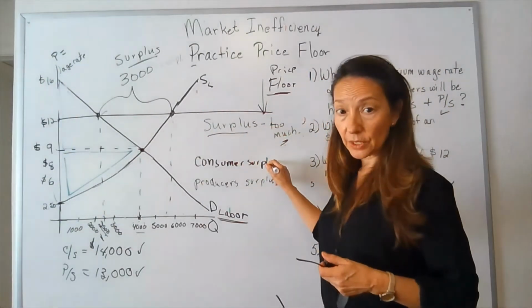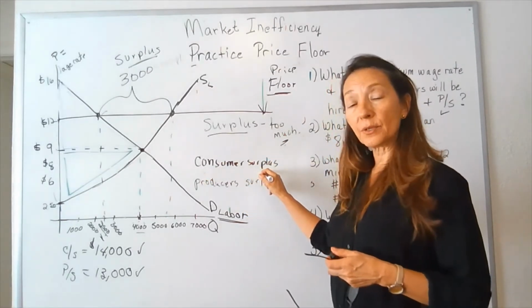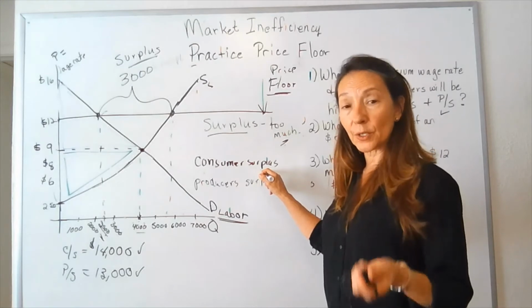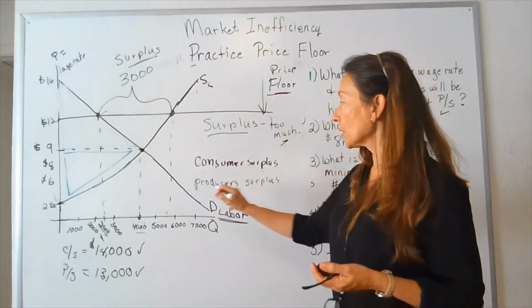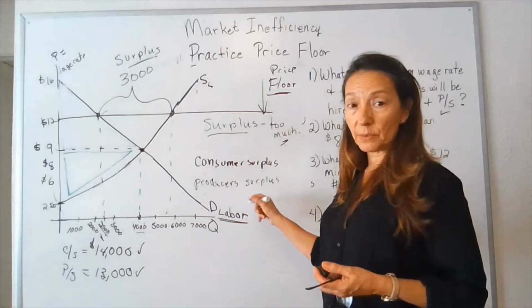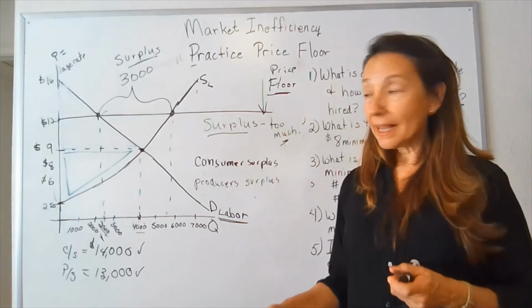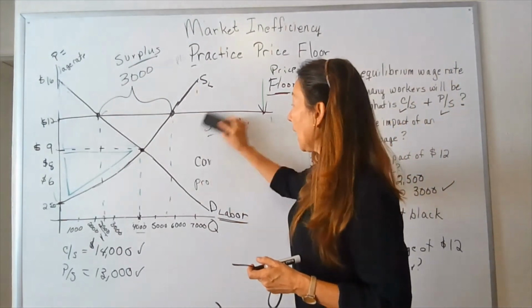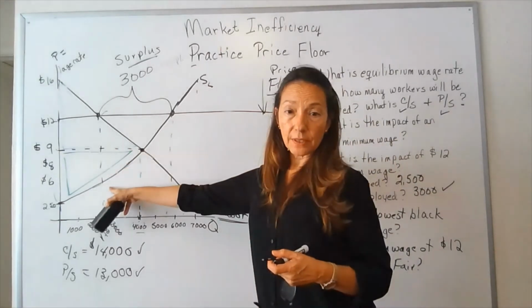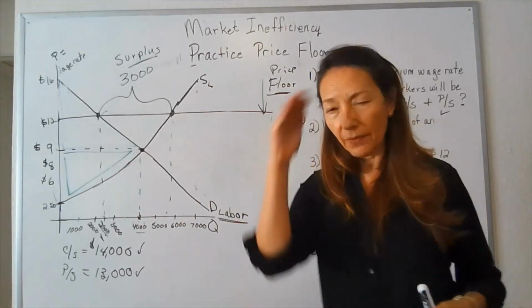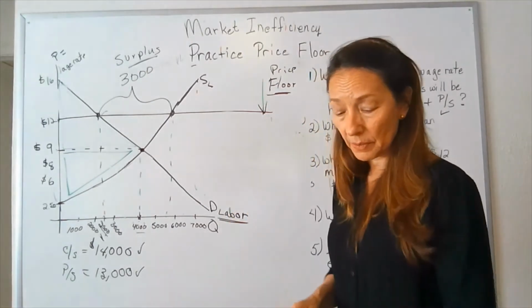So don't get those confused. There's surplus, meaning too much. There is consumer surplus, meaning extra value received by the consumer because they don't have to pay what they're willing to pay. They get to pay the equilibrium price. And there is producer surplus, which is the value that the producers get when they get to sell their product at a higher price than their cost. Okay, so I just want to make sure you all have those three terms clear in your head because it can be a little bit confusing sometimes.